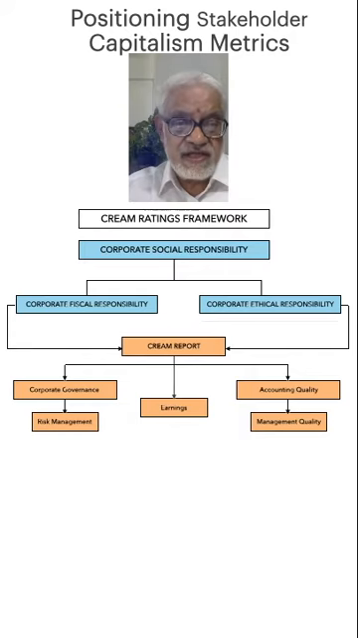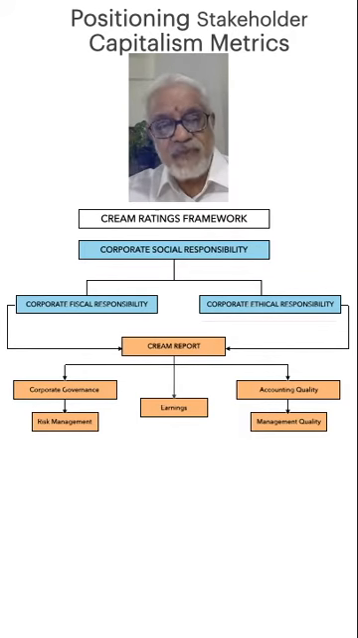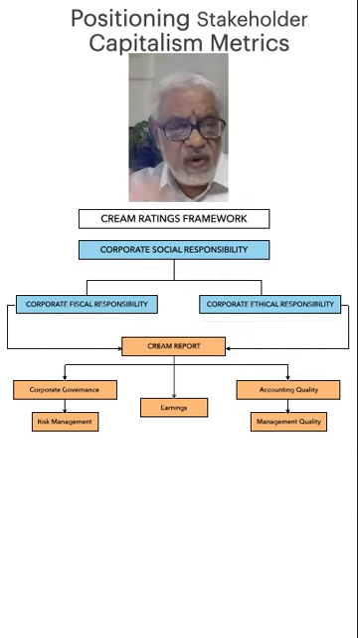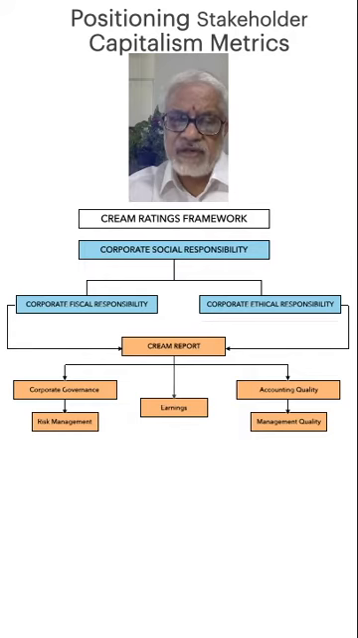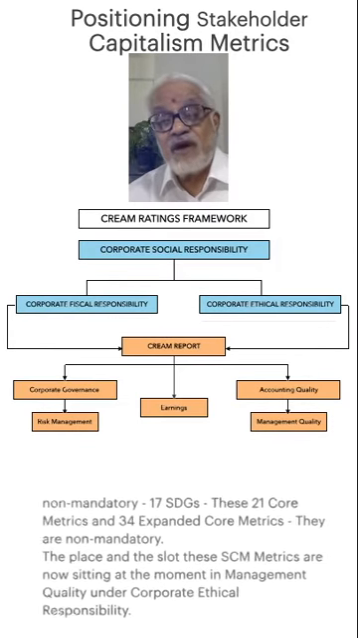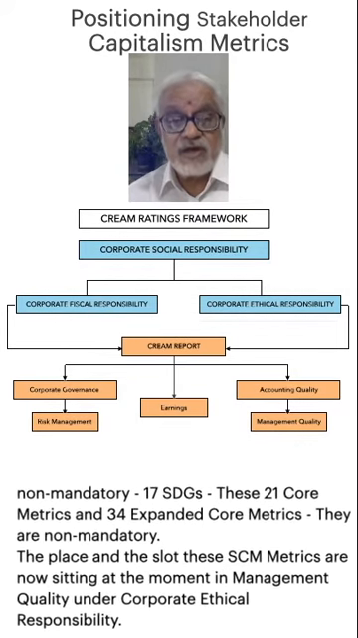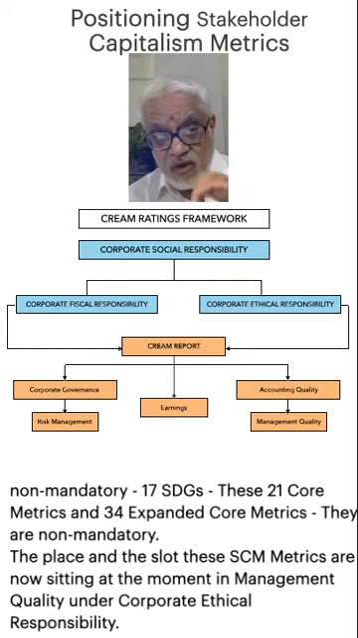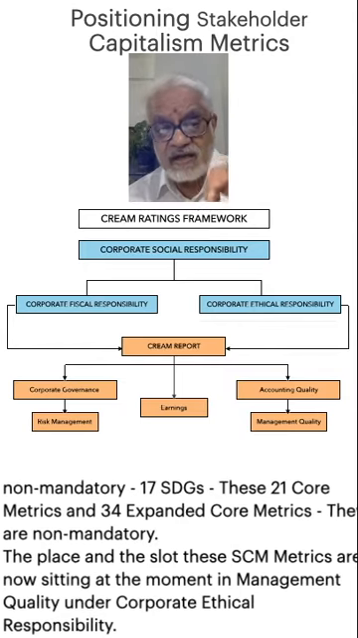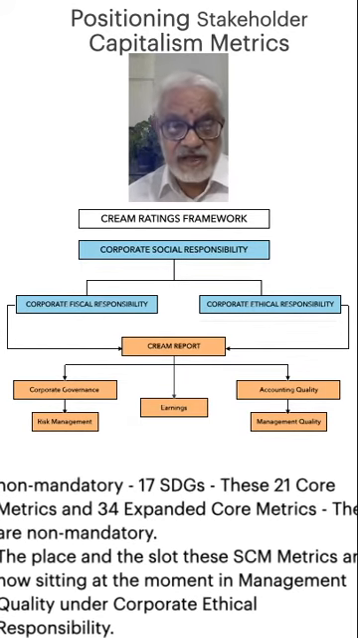And also it is suggested in the ASEAN World Economic Forum report that these 140 members would call upon other companies within their group and within their nation, and their outside associates, to go in for this ASEAN presentation, consistent reporting based on these metrics. So this is where we are now as far as this ASEAN is concerned. The slot that you have is management quality under corporate ethical responsibility. That's where it is sitting at the moment.